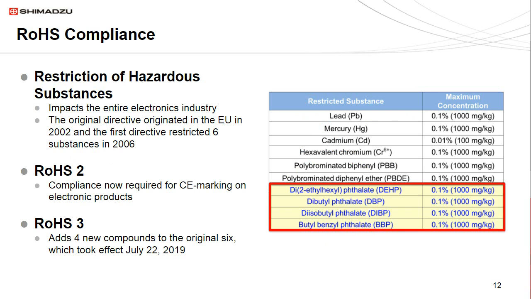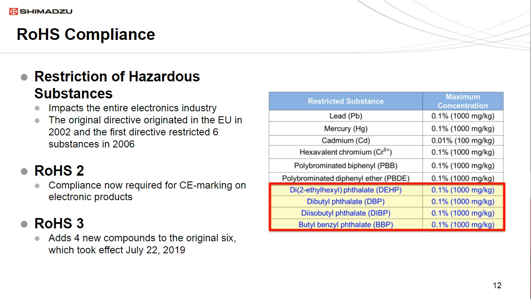If these substances are so toxic, who or what regulates them? Well, RoHS compliance does just that. The restriction of hazardous substances impacts the entire electronics industry. This organization created the original directive, which was adopted all the way back in February 2002 by the European Union, but it wasn't until 2006 that the first restriction of substances was actually released, which included 6 substances.